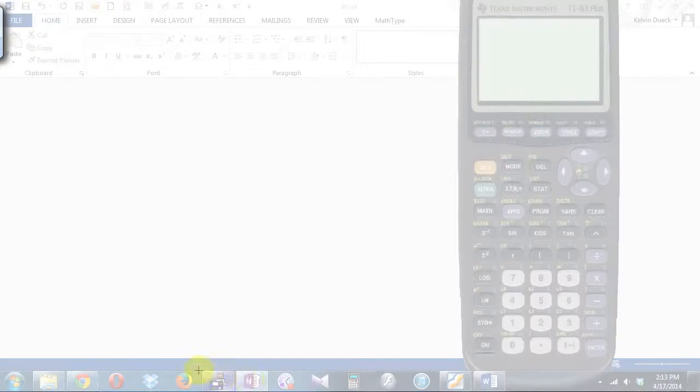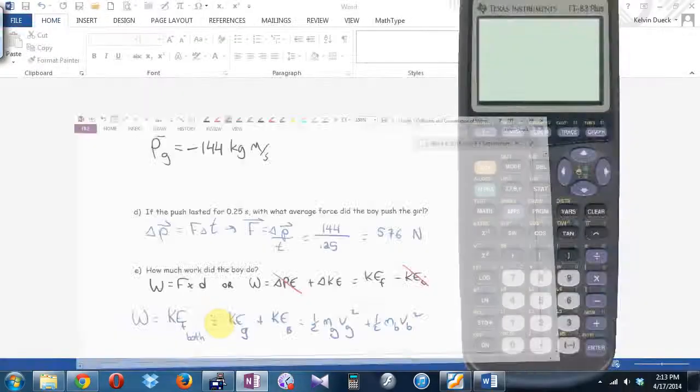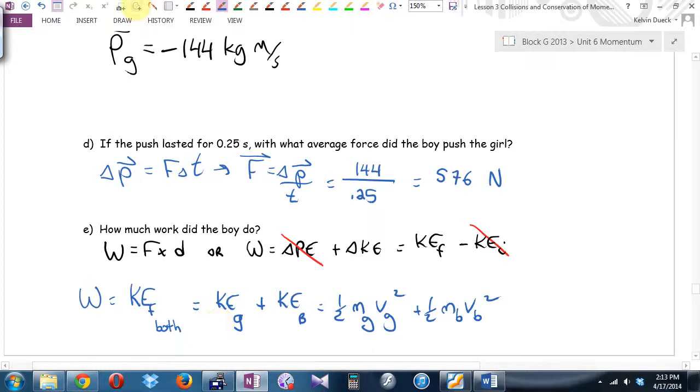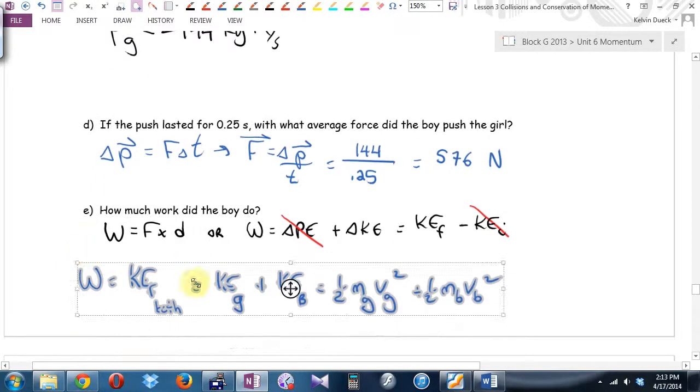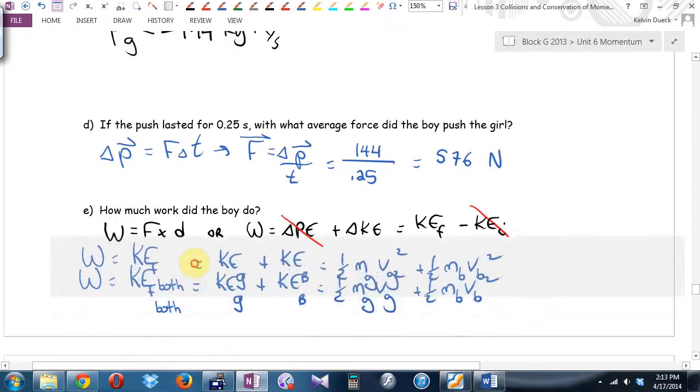Oh, didn't want to press that one. Wrong button, Mr. Dueck. I want this one. Thunk. A bit more room.